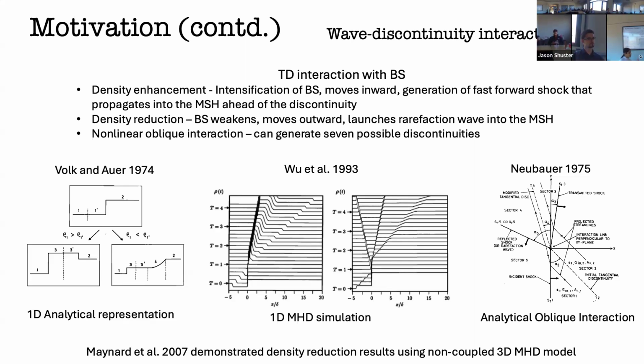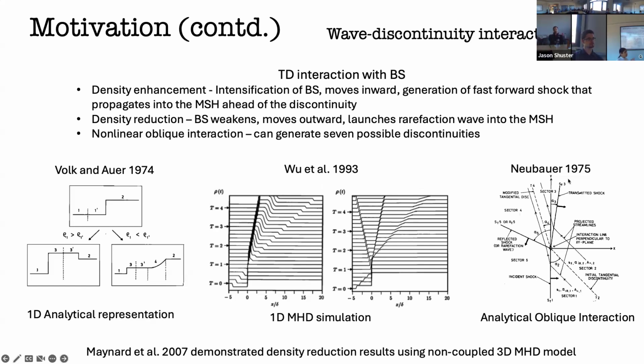Similarly, if there's a density reduction discontinuity, instead of a fast forward shock, it would be a rarefaction wave. Following Wolfe and Dyer's work, Wu in 1993 did a one-dimensional MHD simulation, but they did not have a combined inner magnetosphere with the global solar wind.